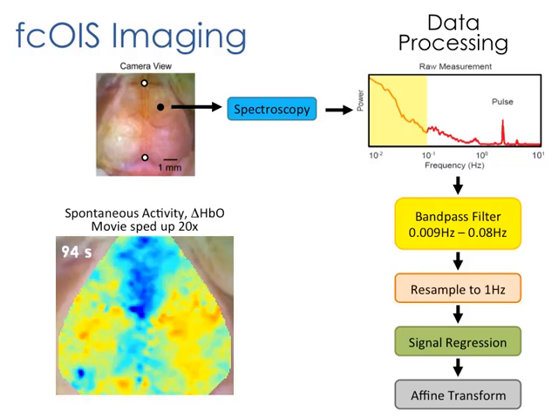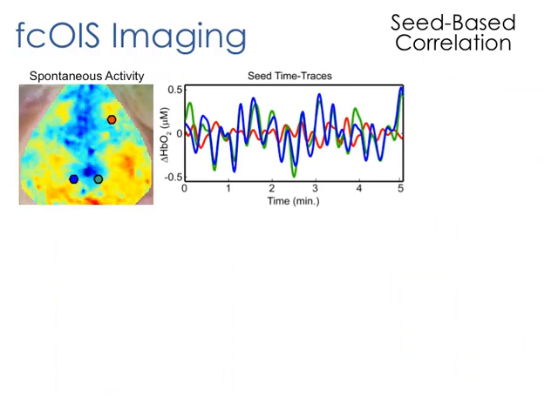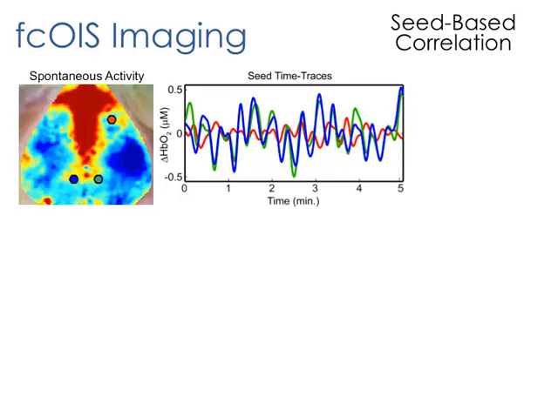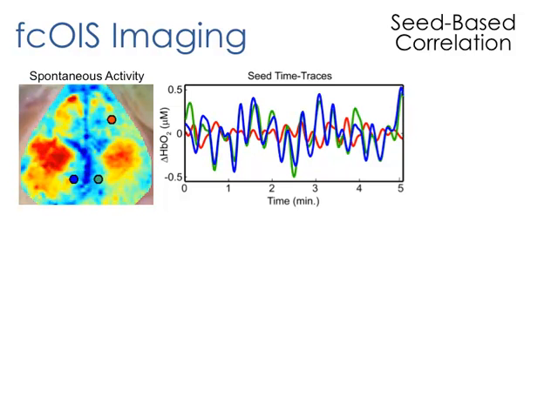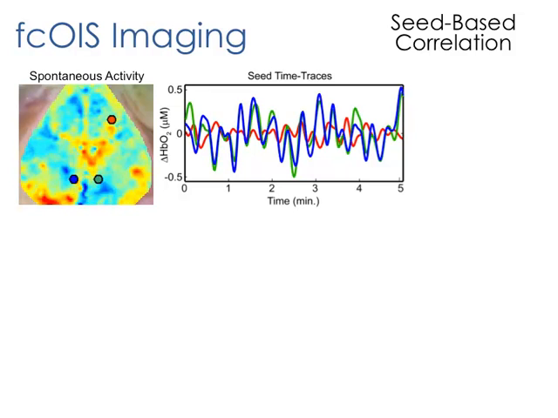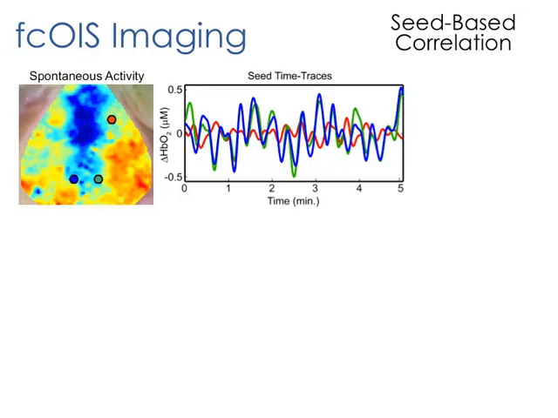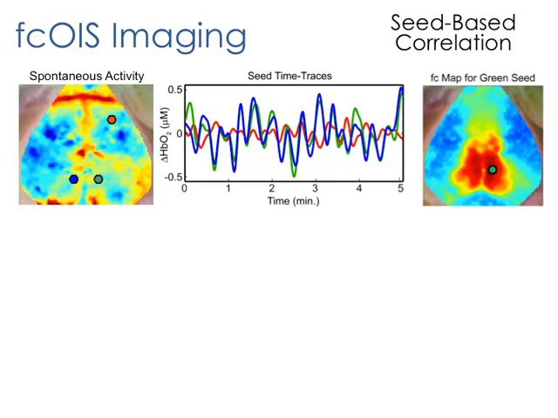Similar to the fMRI analyses I showed you, we look at these movies and look at what's happening at different seed regions in time. So if we look at what's happening in the red, green, and blue seeds, you see these 3 time traces over 5 minutes. You see that what's happening in the green and blue seeds are very temporally coherent. They're doing the same thing, and doing something completely different than the red seed, which is placed in motor cortex.